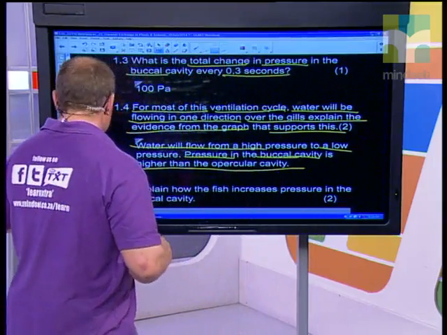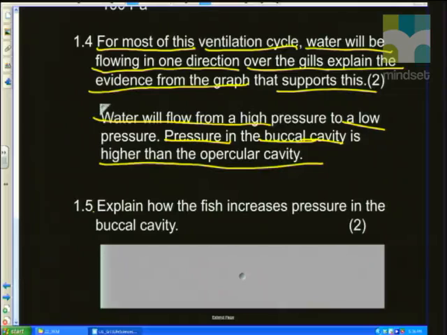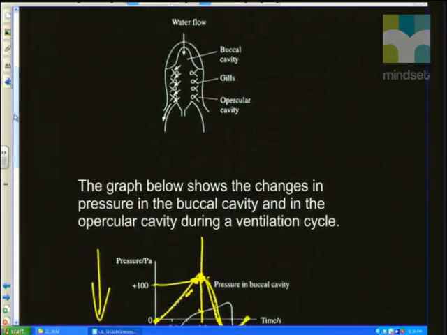Next one. Explain how the fish increases the pressure in the buccal cavity. How does it increase the pressure? Well, it's very simple. Now watch this. It's going to put the water in its mouth. It opens its mouth, and the water goes in, right? Then it closes its mouth.